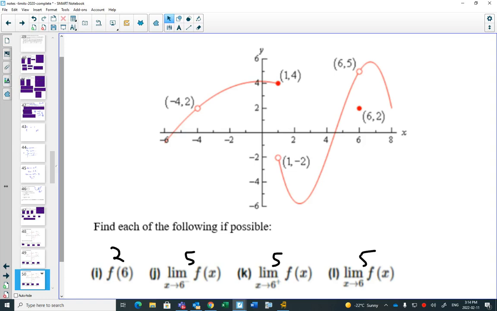Right, but it is the point on the graph. So by having this dot there, it's saying that 6 is part of it. It doesn't matter if it's on the line. You could have a graph with a bunch of dots.